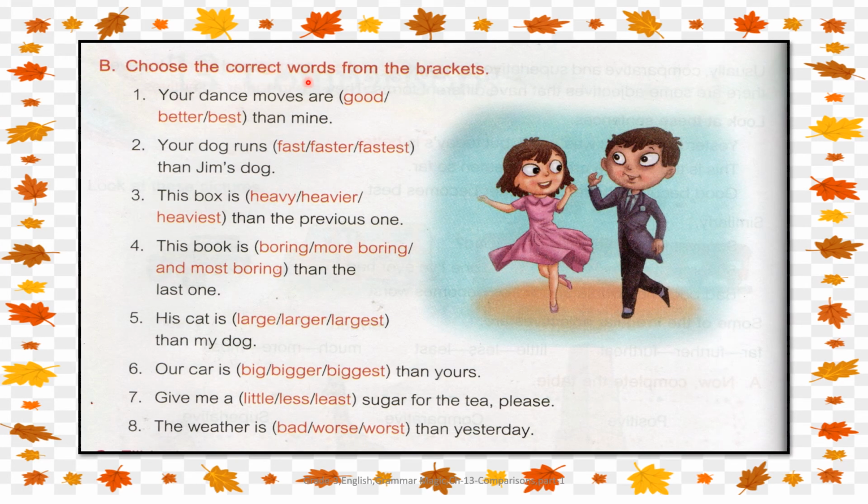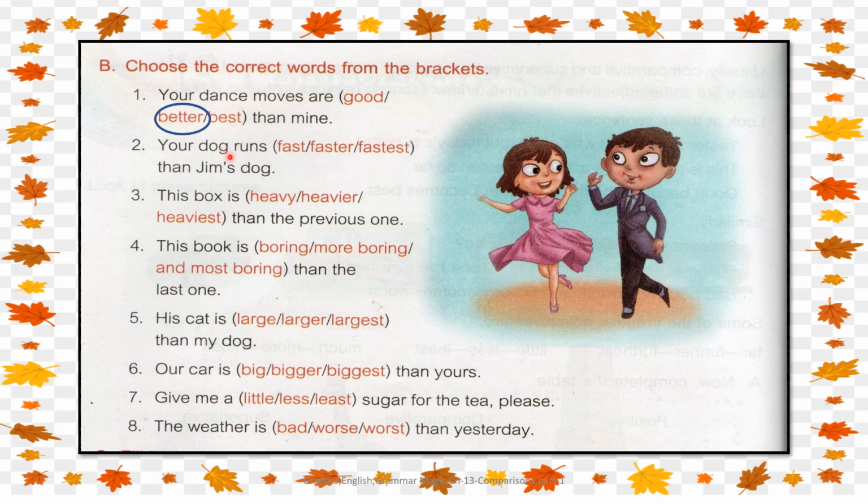Now we choose the correct words from the bracket. Your dance moves are good, better, best than mine. So children, here than is given. So than means we use than with the comparative degree. Now you have to select which word we will use. Good is positive, better is comparative, and best is superlative. So which answer will we use here? Better. Your dance moves are better than mine because than is given.